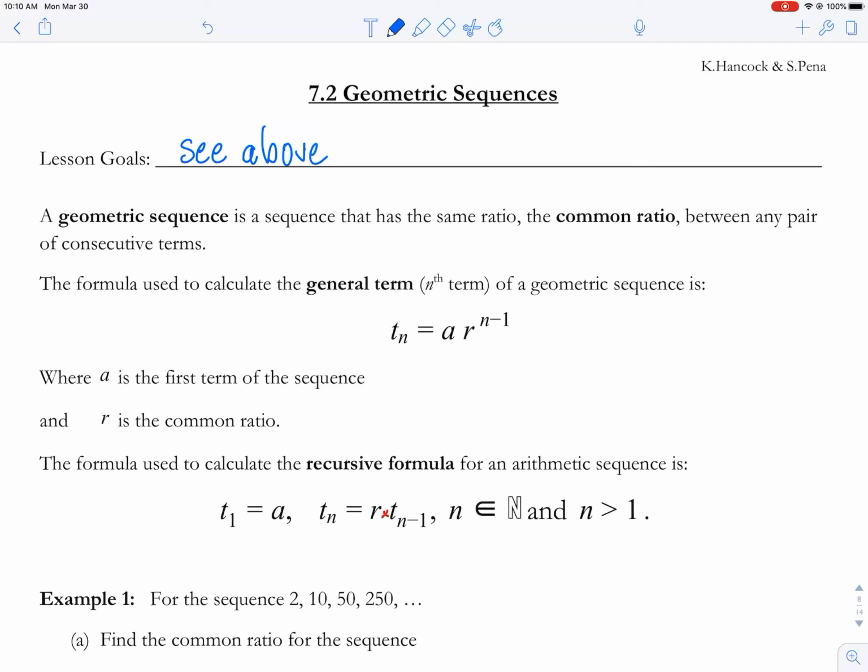Welcome to our lesson on geometric sequences. There are many lesson goals, so you're going to have to see above, but they all have to do with either finding the nth term or figuring out the parts of how to write a geometric sequence.